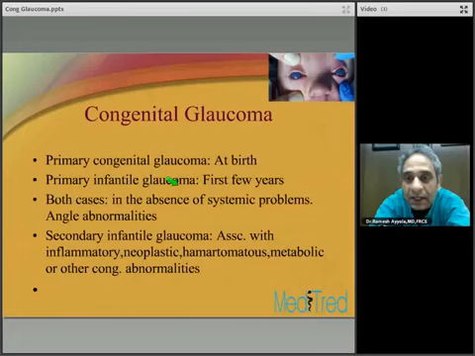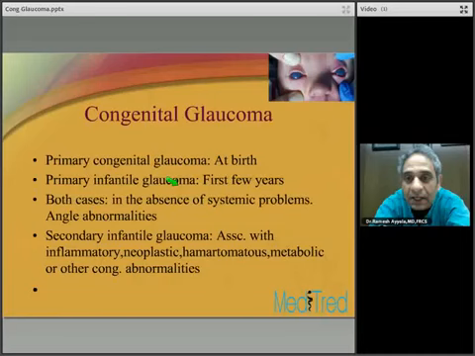Primary congenital glaucoma, that is. Primary infantile glaucoma can appear in the first few years of life. In both cases, there is an absence of systemic problems, i.e., the glaucoma is strictly related to angle abnormalities. Secondary infantile glaucoma, on the other hand, is associated with inflammatory, neoplastic, hamartomatous, metabolic, or other congenital abnormalities. So we are classifying glaucoma into primary and secondary. Primary glaucoma, if it's at birth, you call it primary congenital glaucoma, and primary infantile glaucoma in the first few years of life.